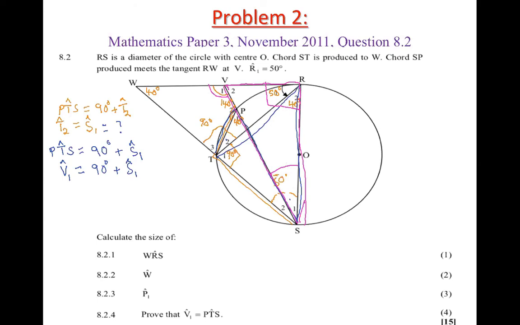What are we going to do now? We can equate PTS to V1, because both of them are equal to 90 plus S1. So we can now equate PTS to V1, because both of them are equal to the same thing. Now it's reversible. You can say V1 is equal to PTS or PTS is equal to V1.